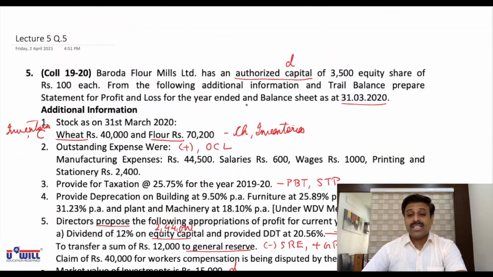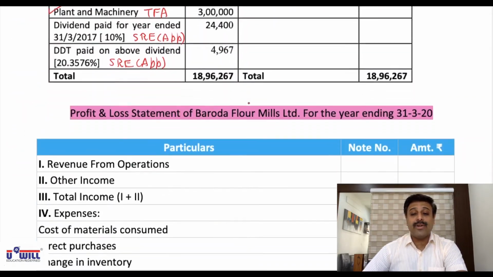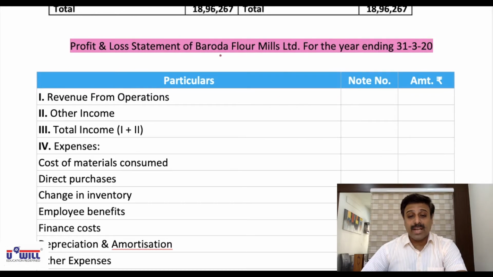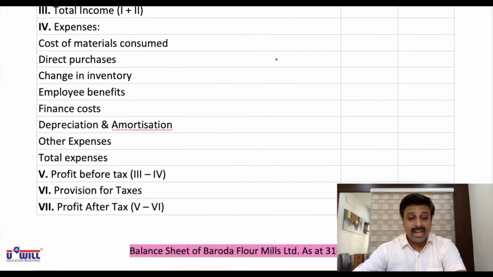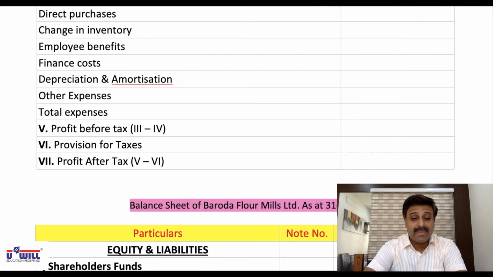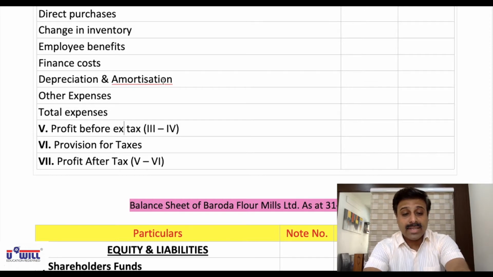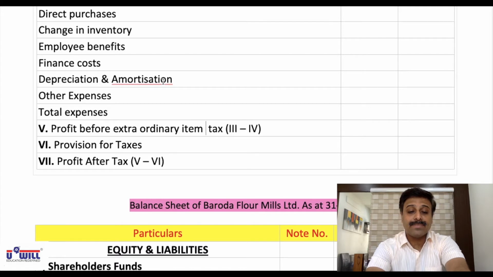Now, adjustments are all discussed. All of you pause the video and make the format of the profit and loss statement of Baroda Flour Mills as well as the balance sheet. In the profit and loss statement, just remember this new item will come across as I said. So after expenses, you write down profit before extraordinary item and tax.